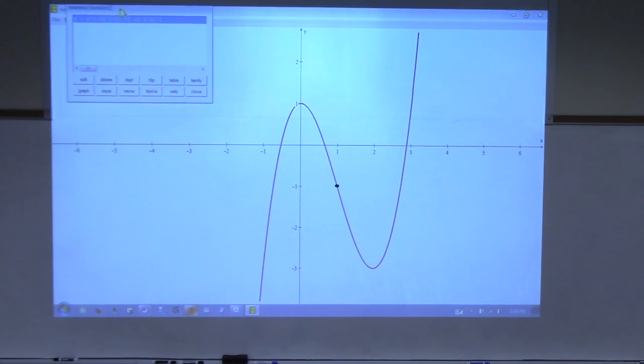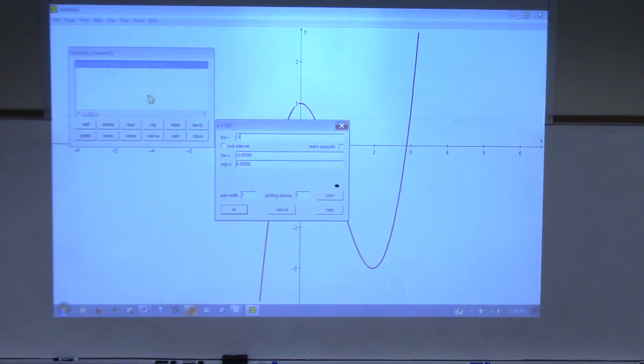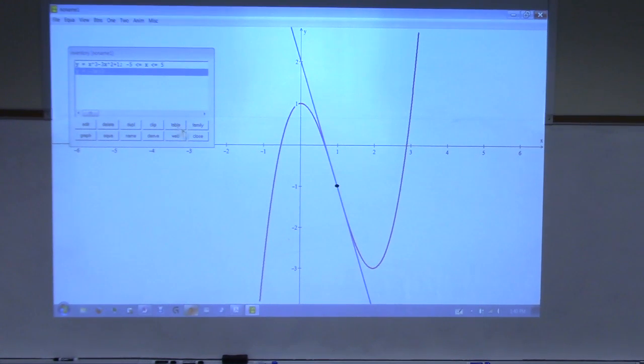So here I go. I'm going to graph negative 3x. What was it? Plus 2? Yep. Plus 2. And I'll make that one this. There we go. Looks like it. Okay. I'm going to go even further. On this program, you can actually have it graph the tangent line.